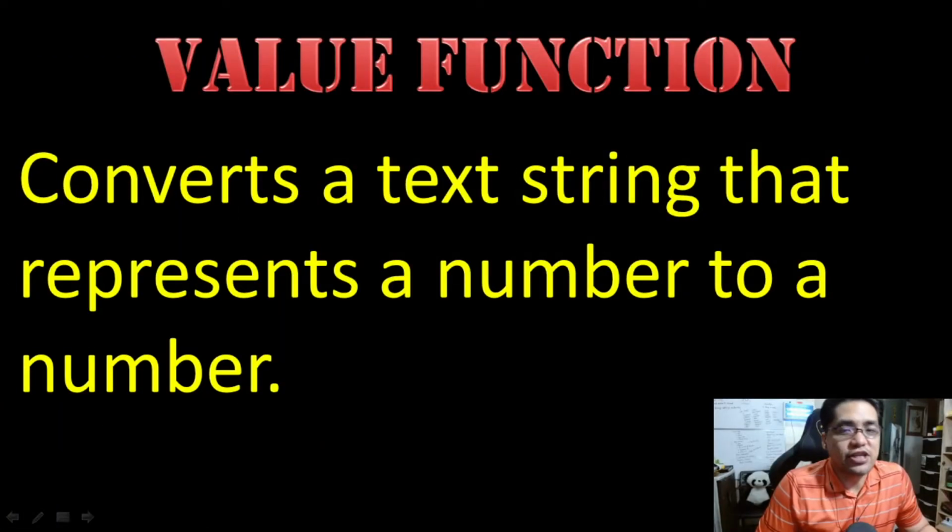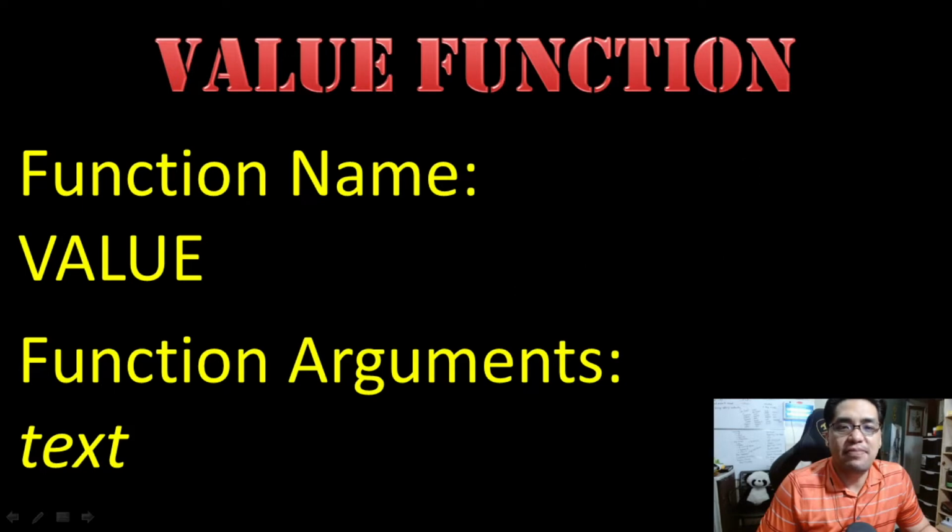Out of the three functions that we're gonna talk about for this lesson, the most basic of them is the value function. From Microsoft Excel's own help document, the value function converts a text string that represents a number to a number. For the value function, the function name is value, and for the function arguments, we only have one, and that is text.